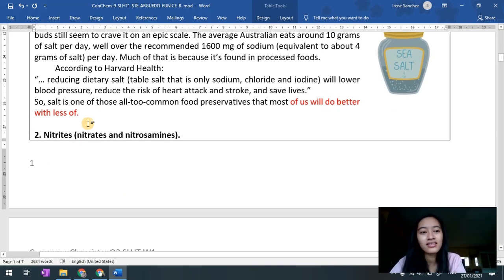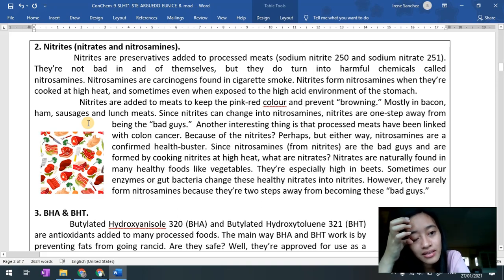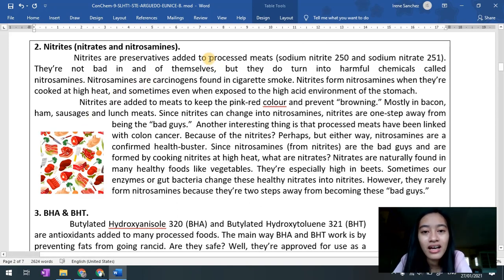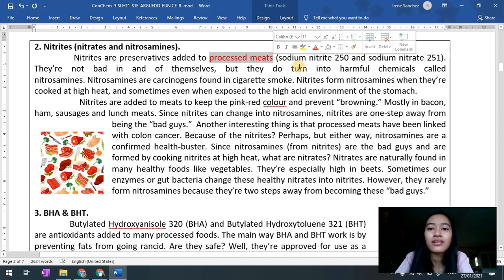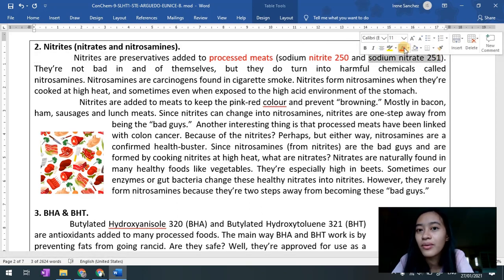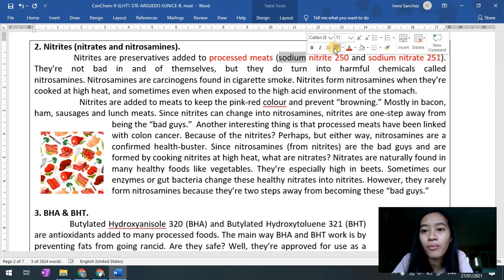Next, nitrites and nitrates. For the name itself, it suggests that you have nitrogen in the compound. So what are these? Nitrites are preservatives added to processed meats. So remember, it's added in processed meats. Sodium nitrite 250, this is a specific code, if you remember. Okay, sodium nitrite 250 and sodium nitrite 251.